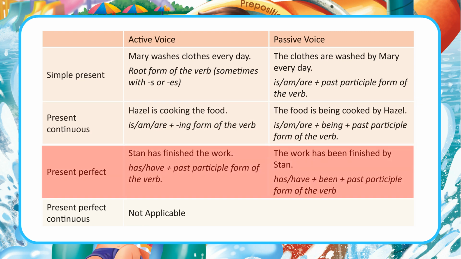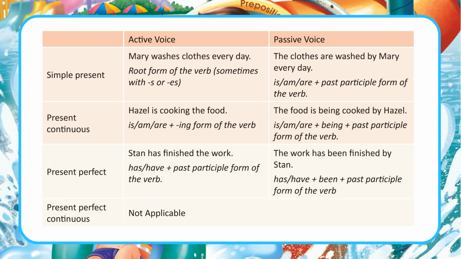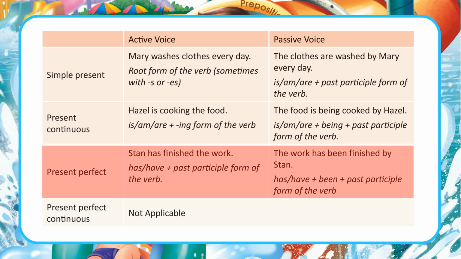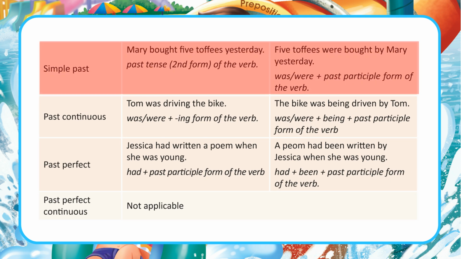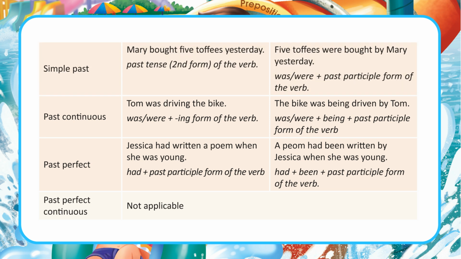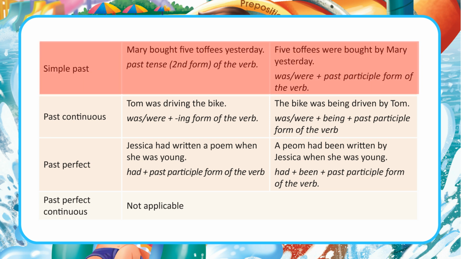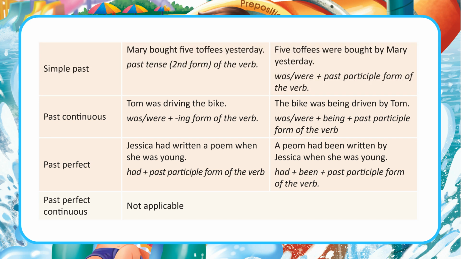Present perfect. Stan has finished the work. Has/have plus past participle form of the verb. The work has been finished by Stan. Present perfect continuous. Not applicable. Simple past. Mary bought 5 toffees yesterday. Past tense, second form, of the verb. 5 toffees were bought by Mary yesterday. Was/were plus past participle form of the verb.